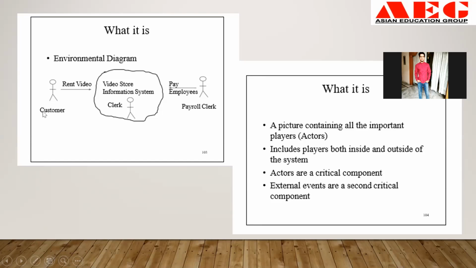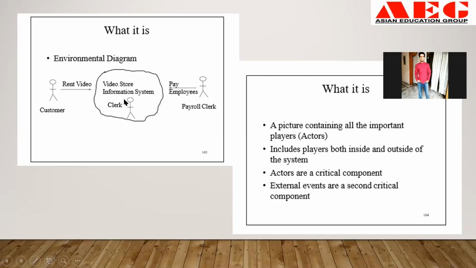The definition of a noun, as we discussed, is that an entity is a noun: a person, a place, a thing. So the customer is an actor. Customer rents a video. The video store information system is in the form of a circle, or it can be an oval, or a rounded-corner rectangle, or any shape. So in the video store information system the clerk is acting as an actor. Pay employee is another example: the payroll clerk is paying employees.